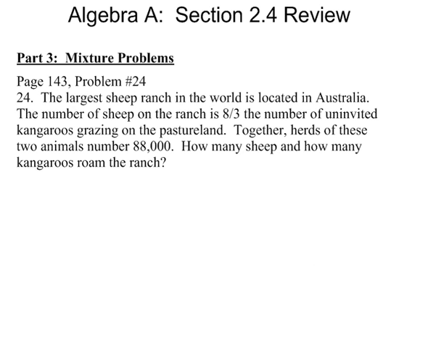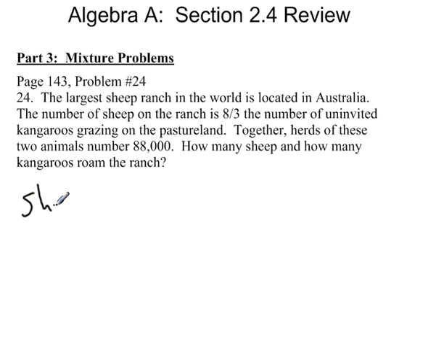Now the next problem we'll do is a mixture problem, and this is from page 143, problem 24 from your homework, and it is talking about a sheep ranch located in Australia. The number of sheep on the ranch is 8/3 the number of uninvited kangaroos grazing on the pasture land. Together, herds of these 2 animals number 88,000, and it asks how many of each type of animal are on the ranch. I'm going to start with my key again.